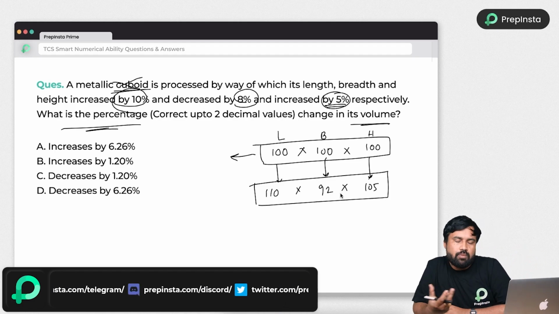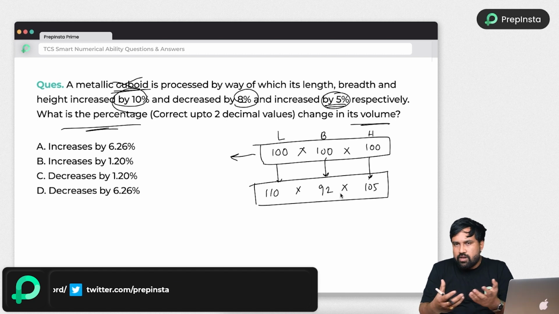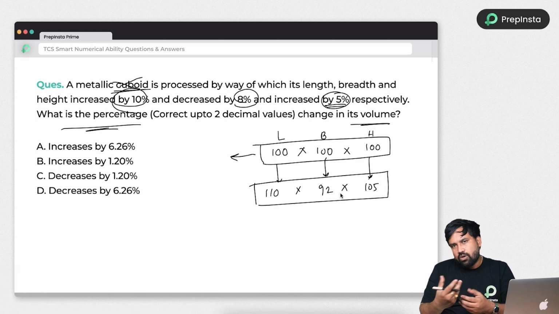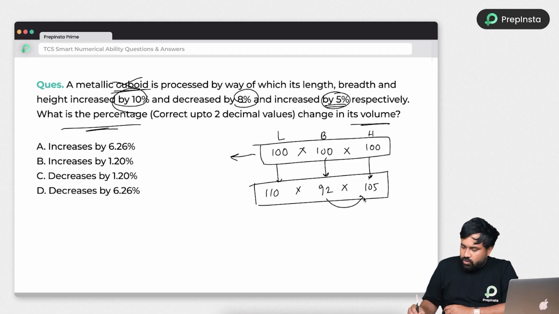And in the TCS they will provide the virtual calculator. You can use it and you can quickly calculate it. Even if you don't want to use a calculator, how quickly can we do it? It's very simple. 92 into 105. It's very easy. 100 times is nothing but 9200, right?